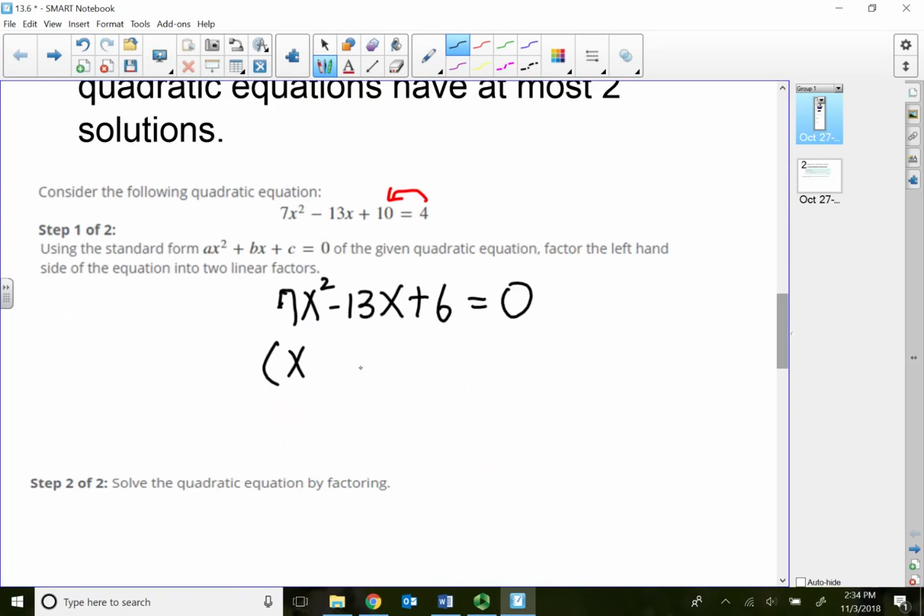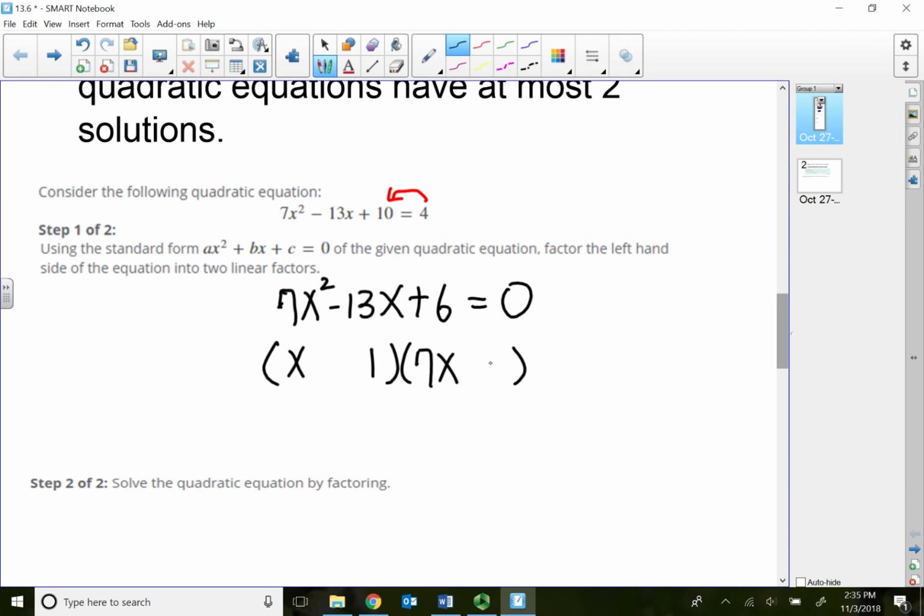For 7x squared, I'm going to use x and 7x because this is a trinomial here. So 2 parentheses. For 6, I'm going to use 2 and 3. I'm going to put 2 right here. That gives me 14 in the inner, 3 right here, which I don't think will work. 14 and 3 on the outer is not going to work. Okay, so let me think about this. Maybe I should put 3 right here, 2 right here for the 6. But that's 21 and 2 on the outer, which is not going to give me 13. So let's not use 3 and 2. Let's use 1 and 6.